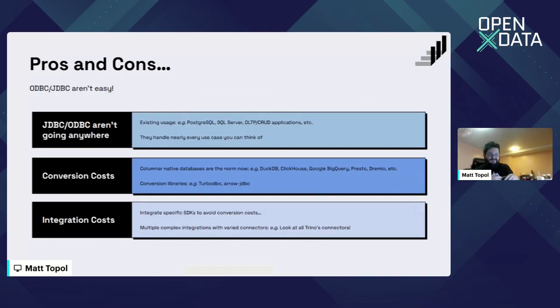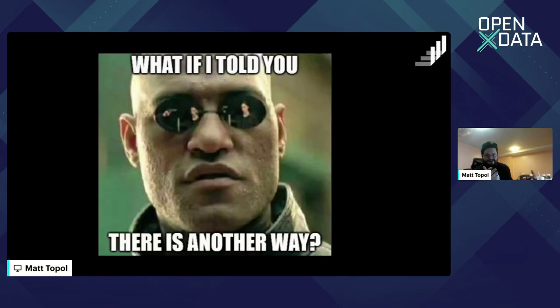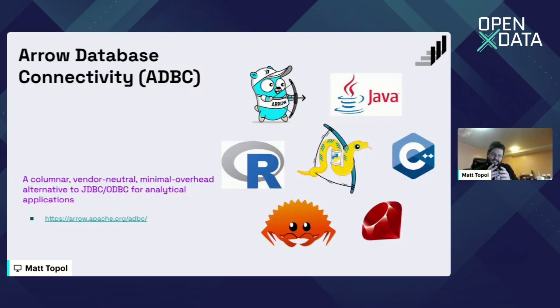And that just is complex. And look at all the connectors that Trino and others have to implement just to be performant. And so there's another way. That's entirely the point of what I'm talking about here. So ADBC, Arrow Database Connectivity.